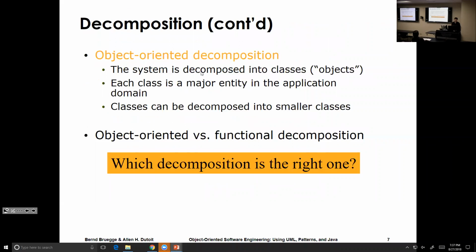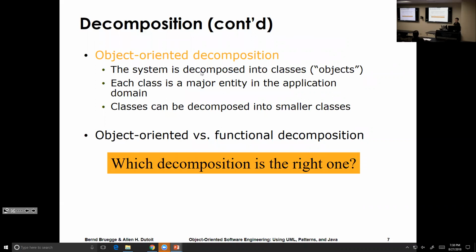Then object-oriented decomposition means that the system is decomposed into classes or objects. And each class is a major entity in the application domain, and the classes can be decomposed further into smaller ones. So then we discussed which one is better. It depends. Choose one. Okay. Then when we should use functional decomposition? Initially identify the purpose. Requirements analysis. During the requirements engineering phase, right? The early phase. So that's functional decomposition.